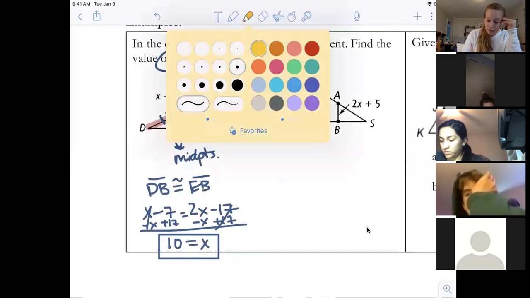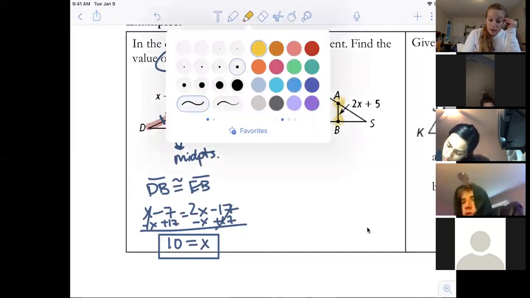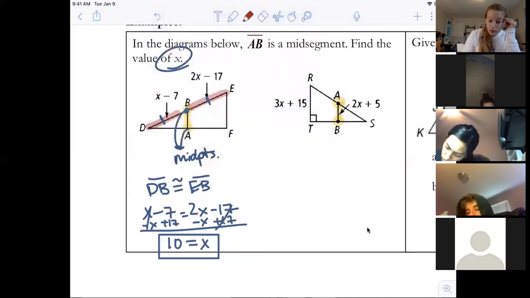I still have my midpoints of A and B. AB is my midsegment. However, we don't get to set something equal to each other. If we did, it would have to be BT and BS, but we don't have those segment lengths. Or it would have to be RA and SA, but we also don't have those segment lengths. So how are AB and RT related to each other?